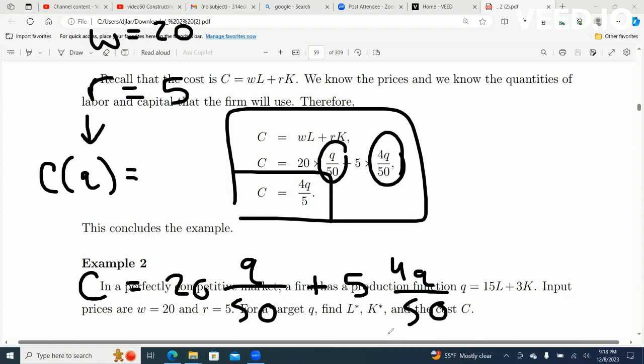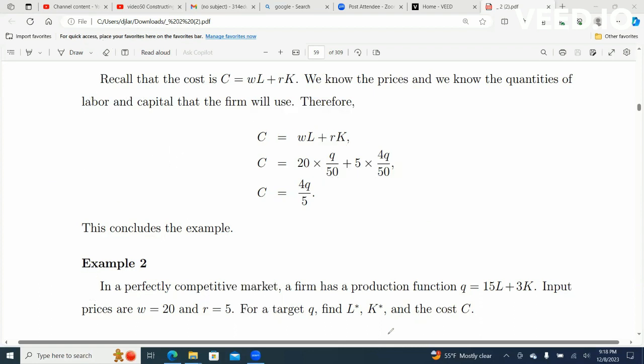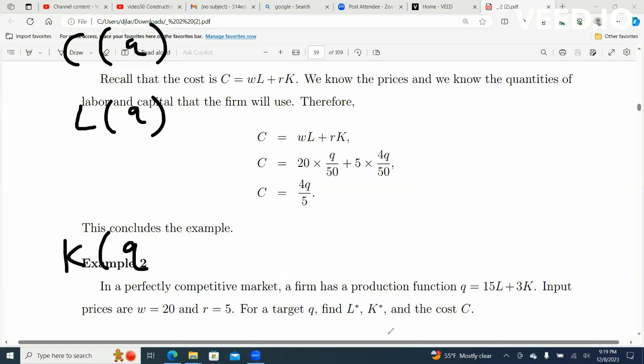So 4Q over 5. In the end, what we have found in this example is the cost as a function of Q, the labor as a function of Q, and the capital as a function of Q. We found all of them as a function of Q such that you can change Q, and you have your minimized cost and the labor and capital that you need to do it, all depending on what Q you want. That's what we found. So that's the final one. The cost is a function of Q.